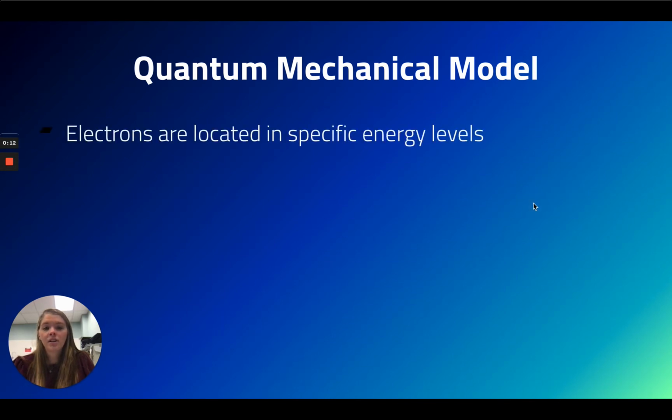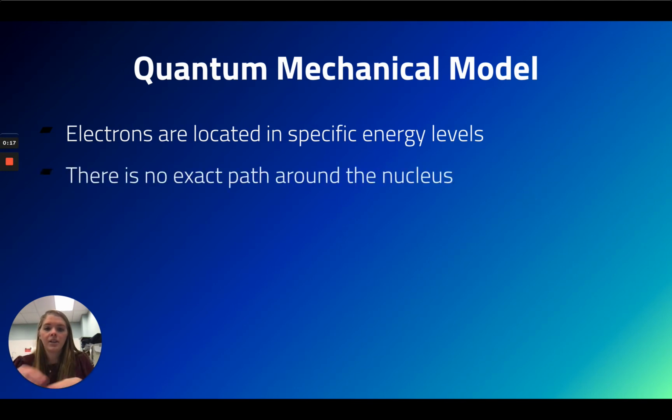So electrons are located in specific energy levels, which you already know. You know that those energy levels go around the nucleus, but there's no specific path around the nucleus. They're not always perfectly circled around there. They don't have to go a certain direction, which as we learn about quantum numbers, you'll learn a little bit more about. There's a certain path they follow, but it's not an exact path, okay?